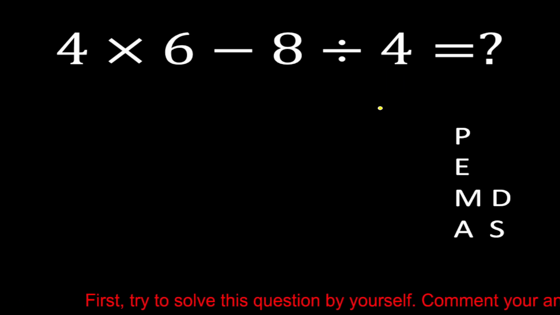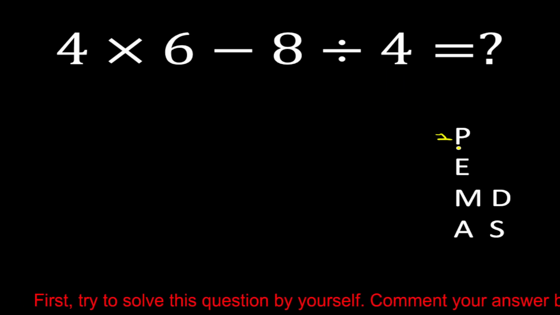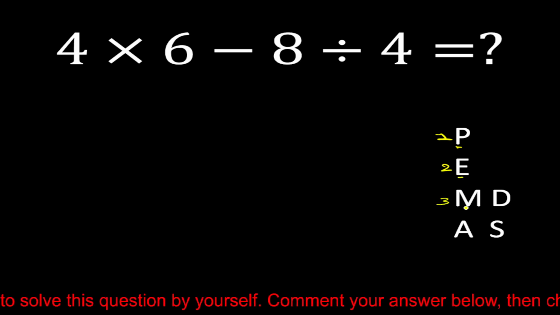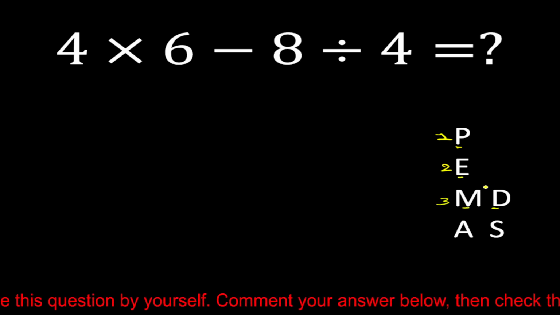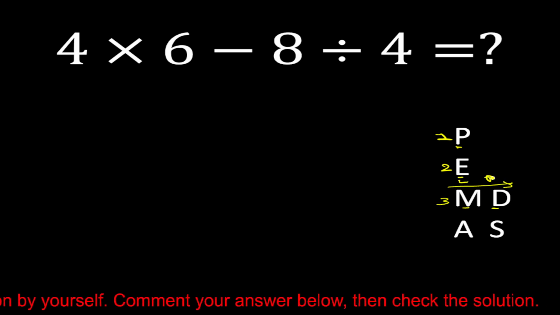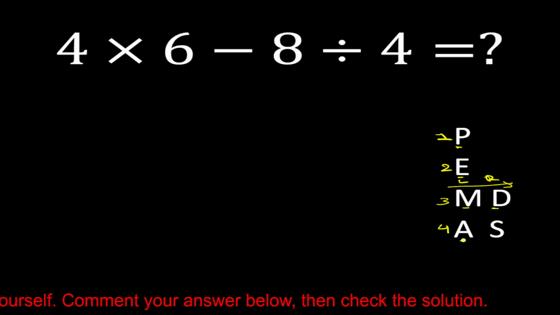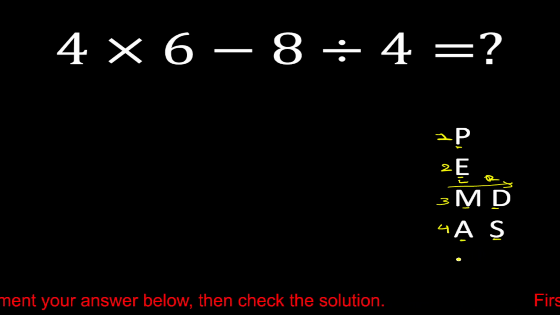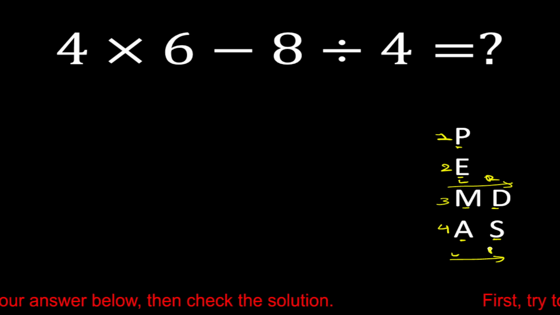According to the PEMDAS rule, the first priority is parentheses, then the second priority is exponents, then the third priority is multiplication and division. Here multiplication and division both have equal priority, so we have to solve them from left to right. Then the fourth and last priority is addition and subtraction. Also, addition and subtraction both have equal priority, so we have to solve them from left to right.